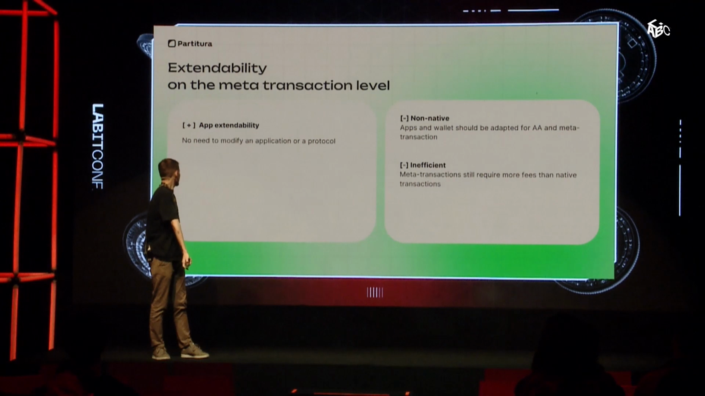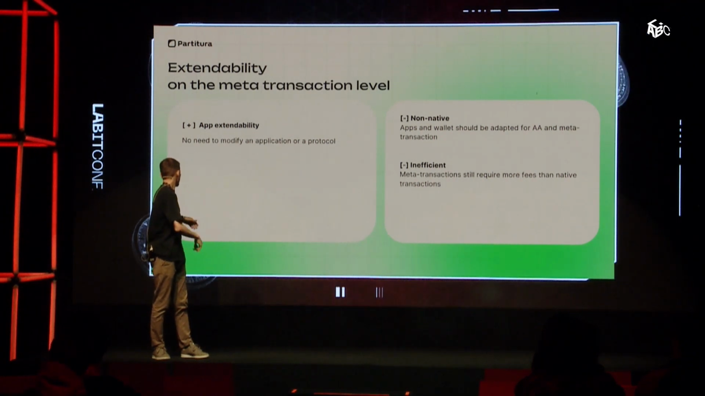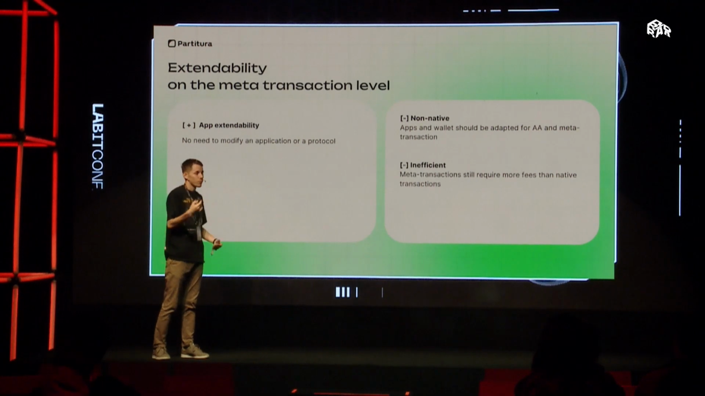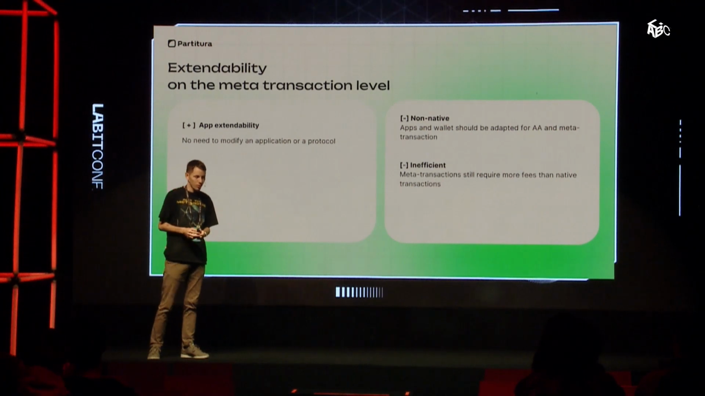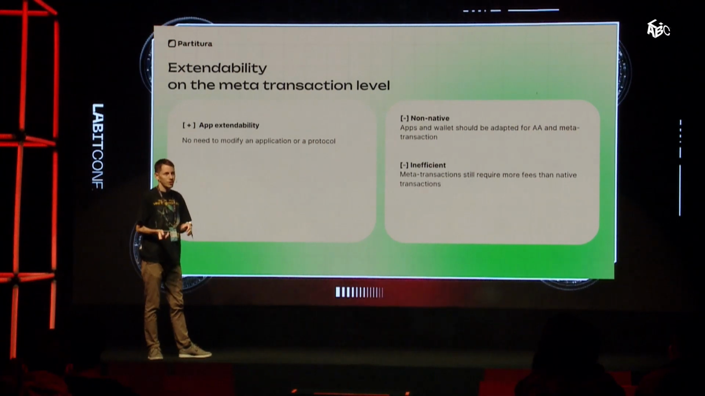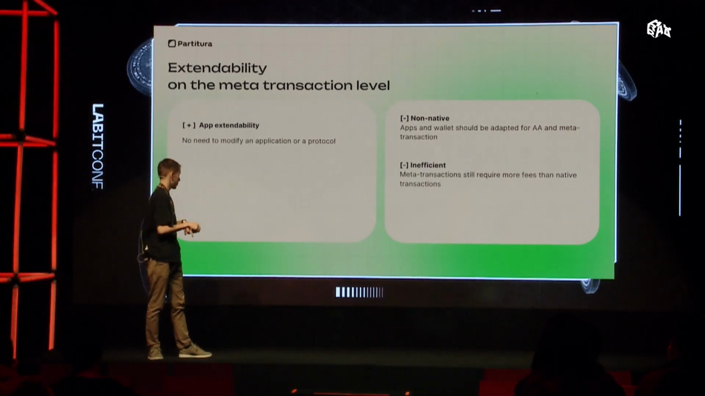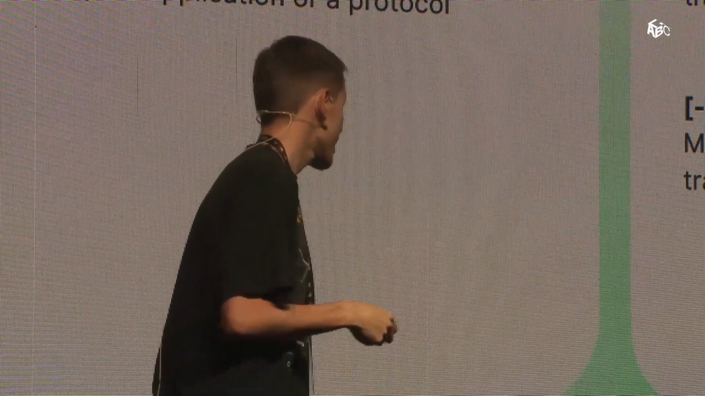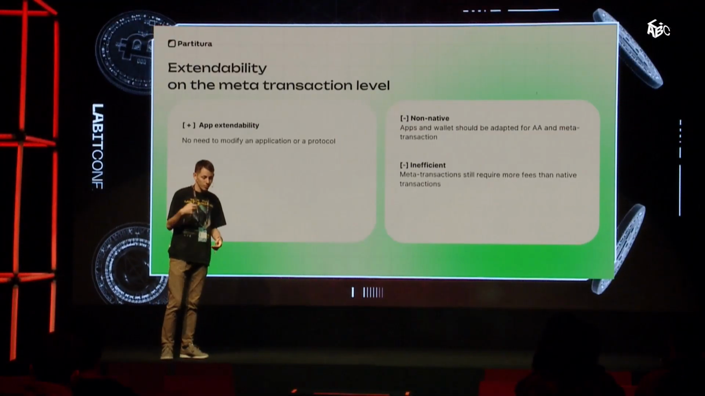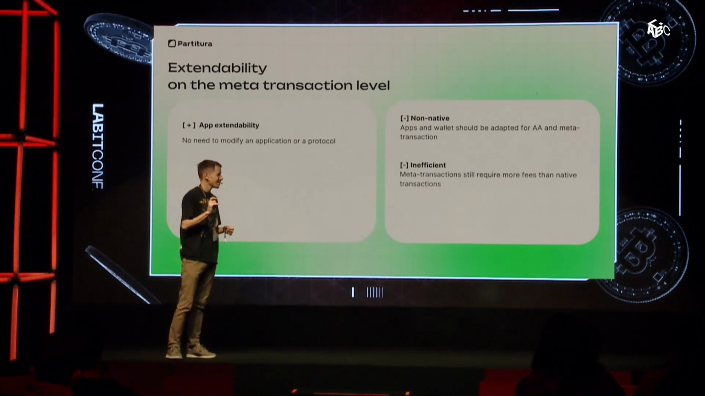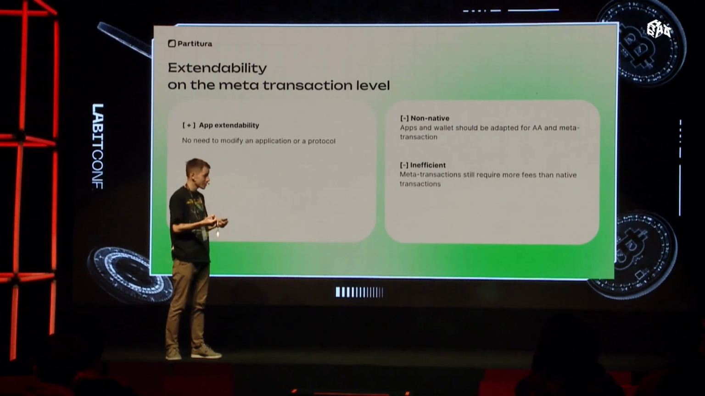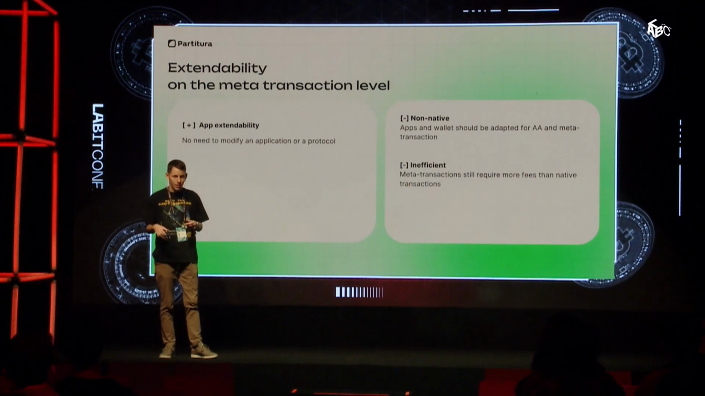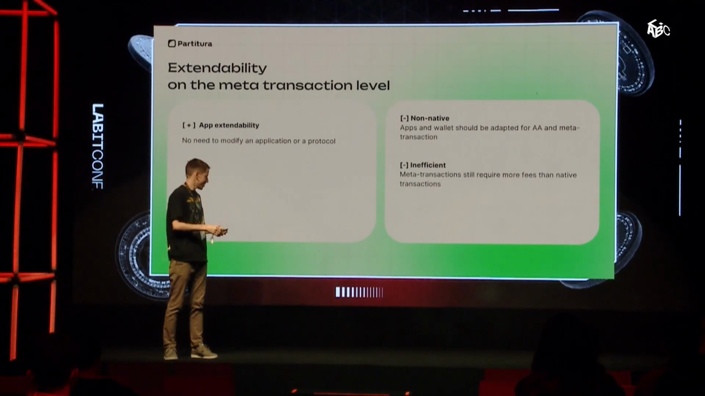So what is the problem here? It's good because we can improve our application without changing the protocol. And we need to change our bundler, relayer, or maybe we change a little bit our front end, our web application for it. It's still not native, and apps and wallets should be adapted for account abstraction or meta transactions. And it's efficient and inefficient at the same time because meta transactions still require more fees than native transactions, but we don't change the native transaction here, and in this way it's efficient, so it's not so bad.